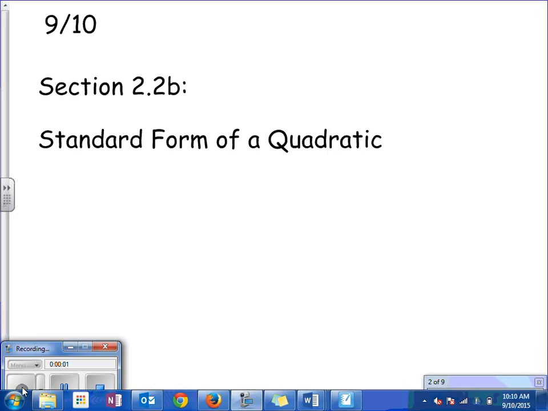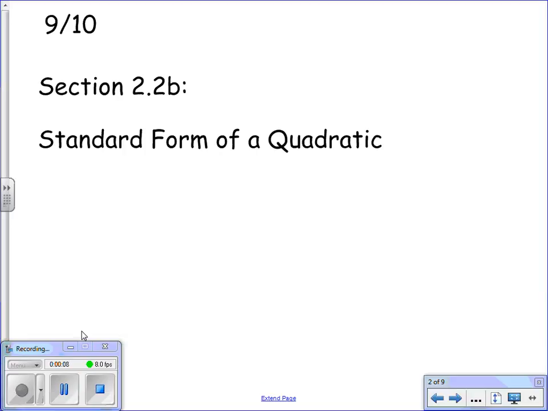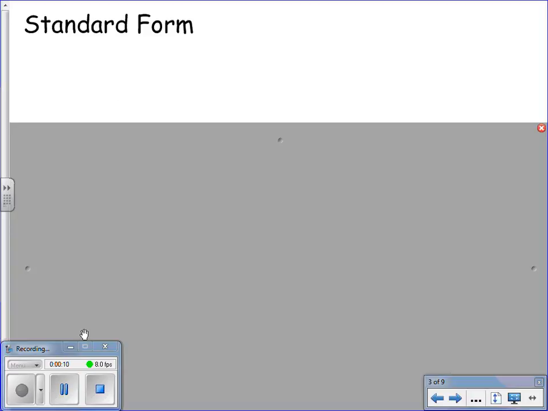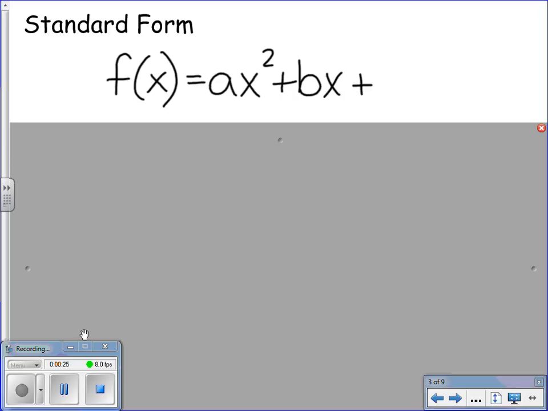About the standard form of a quadratic today. So we're going to start by doing what is standard form, or what does standard form look like. So we're going to write that up here first. We're going to write it in function notation. So f of x equals ax squared plus bx plus c. This is considered standard form for the quadratic function.